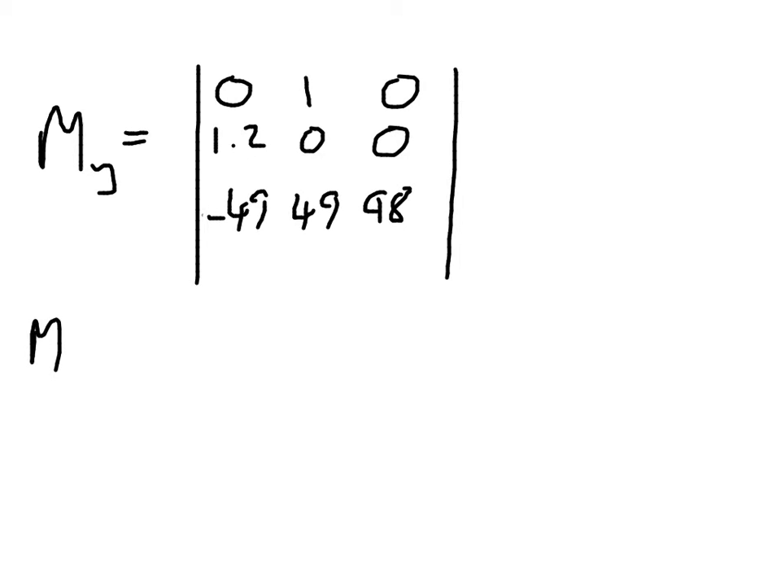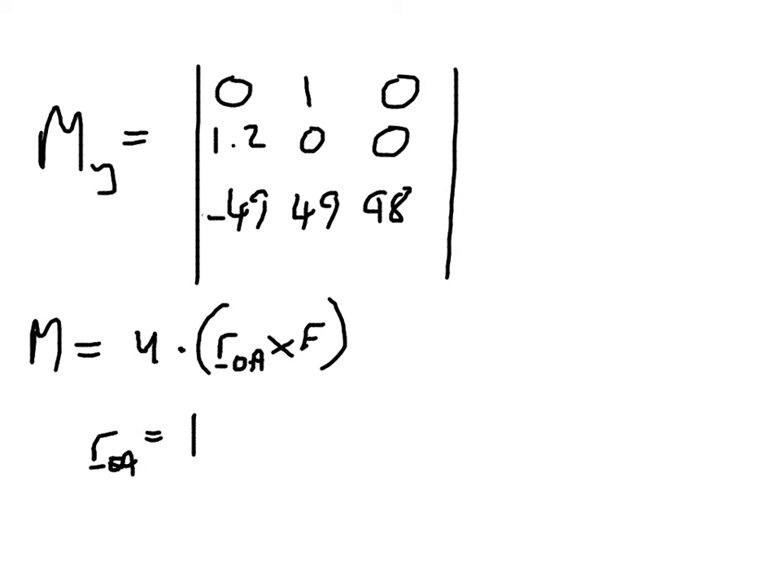My moment is actually equal to my unit vector, i.e. 1j, dot product with ROA crossed with F. But we haven't got ROA, we've got RAB on the other slide. ROA, where does the force start from in relation to the origin? Well, the force related to the origin starts 1.2 metres away in the x direction. So ROA, which is what we actually want for our matrix, is 1.2I.